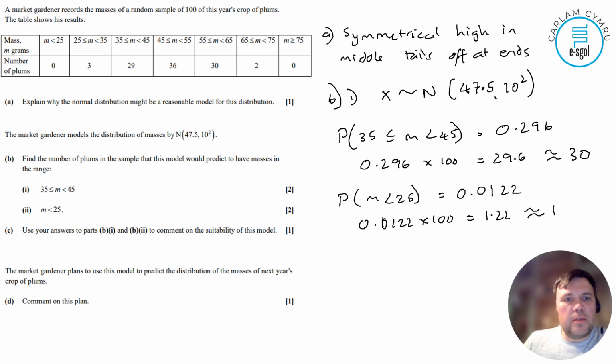Use your answers to part B1 and B2 to comment on the reliability of the model. If we then say table and then calc, very similar to what we've just done. For 35 to 45, we have 29, and then we have 30. And then for the other one, which is less than 25, we have 0 and 1. Therefore, very close and reliable.